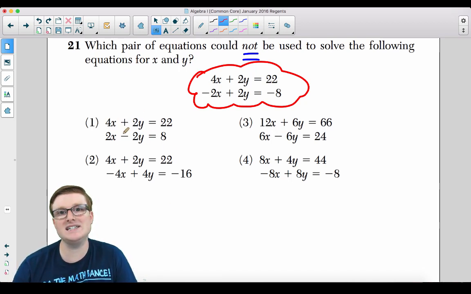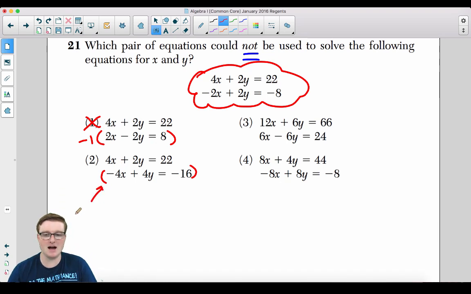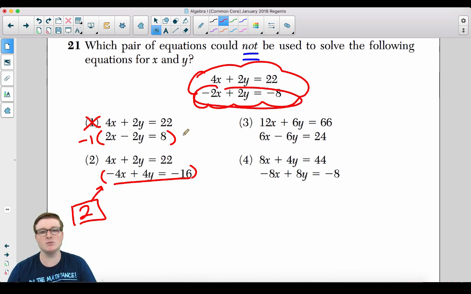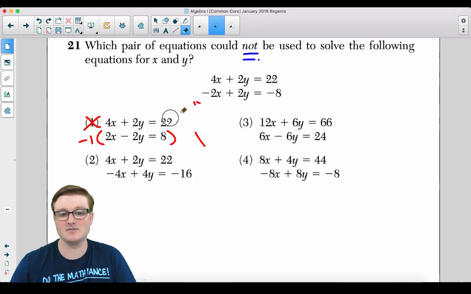The bottom equation, all they did in the bottom equation is they just took out a negative 1, and then they changed all the signs in the equation. That's not changing the equation at all. It's just changing the way it looks. So that does produce the same solution. 4x plus 2y equals 22, and negative 4x plus 4y equals negative 16. This works. All they did on the bottom is they just multiplied this by a positive 2 to get this. Because if you take the bottom equation and you multiply it by 2, it does result in that down here. So choice 2 is, in fact, correct.